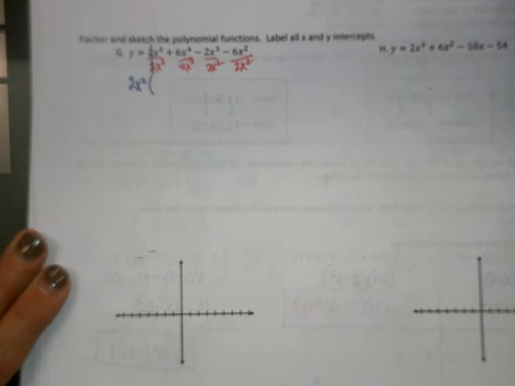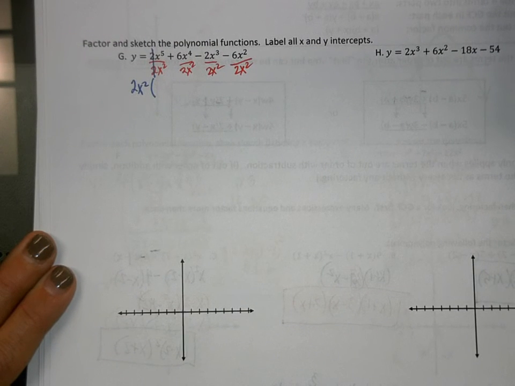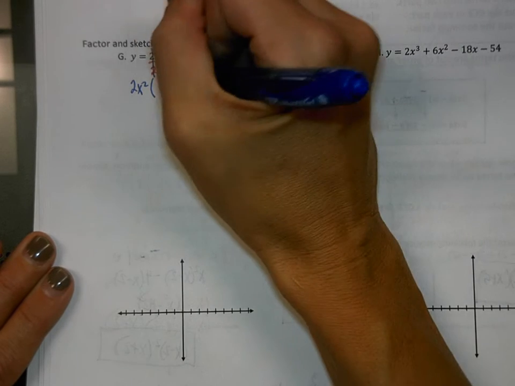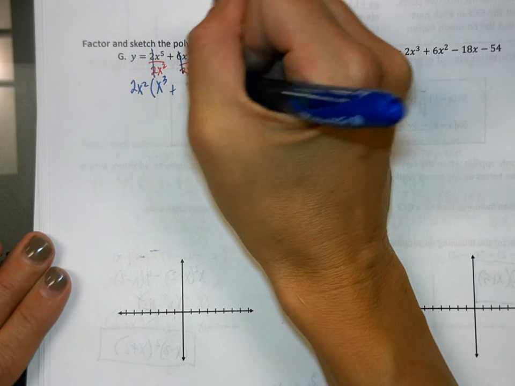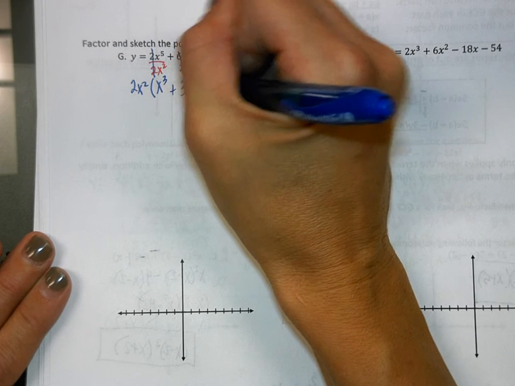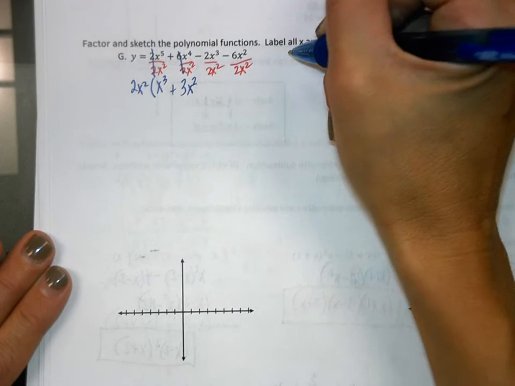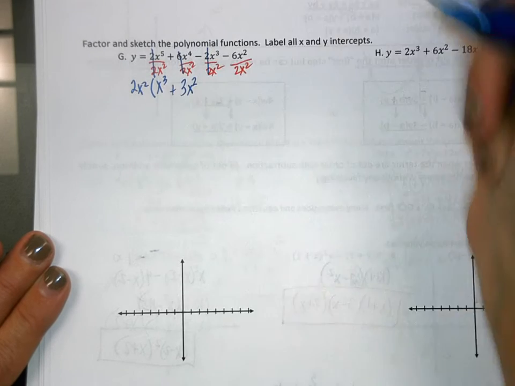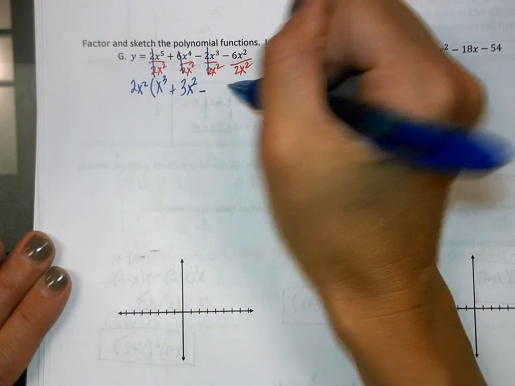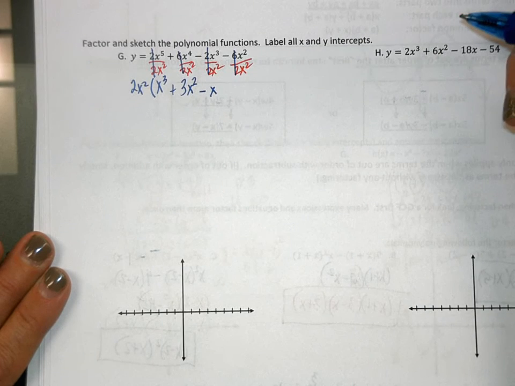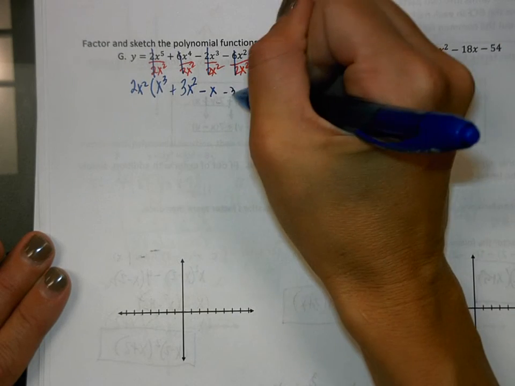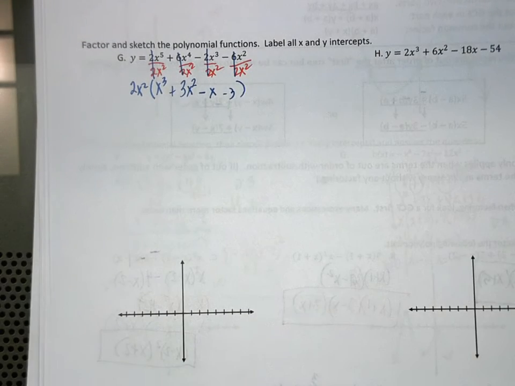Do you guys need this bigger, or is that better? Does anybody want it bigger? Okay. All right, x to the 3rd, plus here 6 divided by 2 is 3, so we have 3x squared. Here the 2's cancel, and so I have a negative x, and then here 6 divided by 2 is negative 3, and the x squareds cancel out. Okay, what's next?